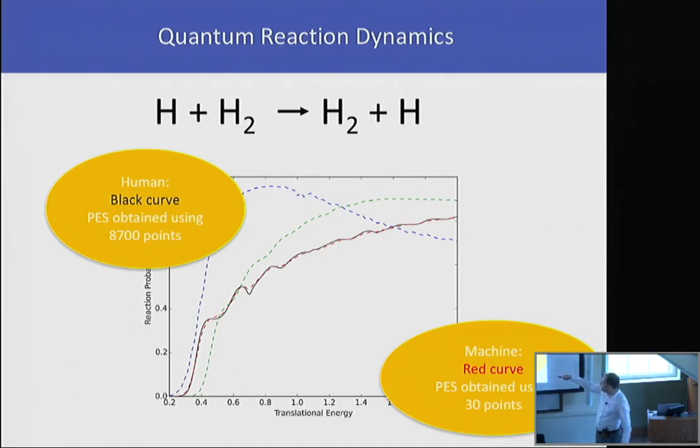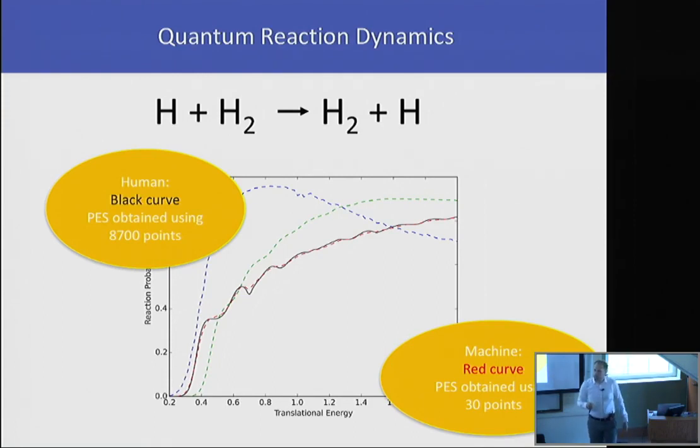So I get the potential energy surface with only 30 ab initio points for this three-dimensional reaction system. This should be compared with 8,700 points that were used by whoever designed this potential energy surface to begin with, for these reactive scattering calculations.